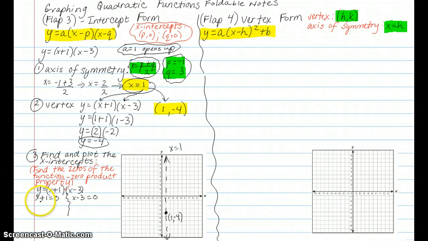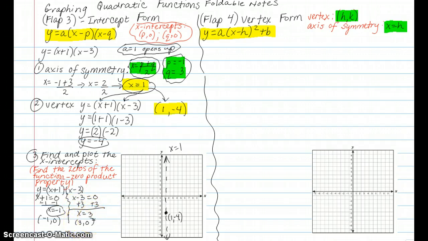And so we would subtract 1 from both sides. And x would equal negative 1. Since this is an x-intercept, the ordered pair would be negative 1, 0. And then we go here, finding the 0, we would add 3 to both sides. And so x equals 3, and so the ordered pair would be 3, 0.